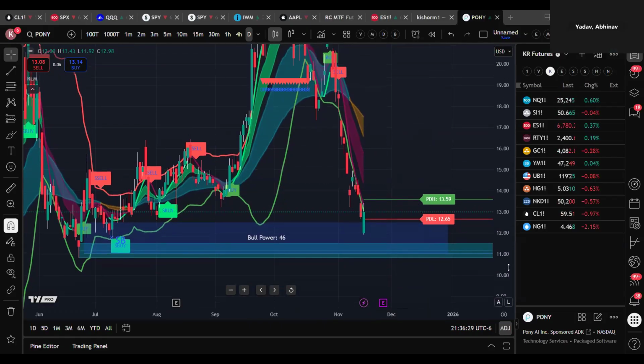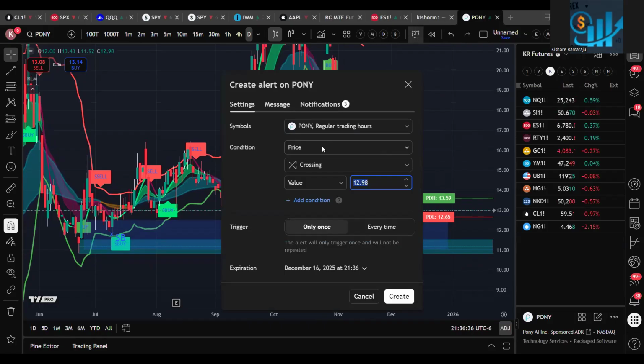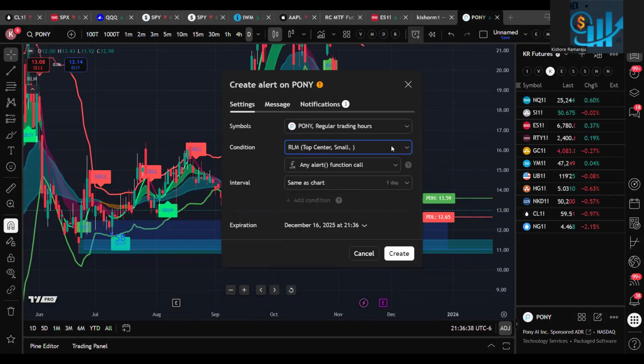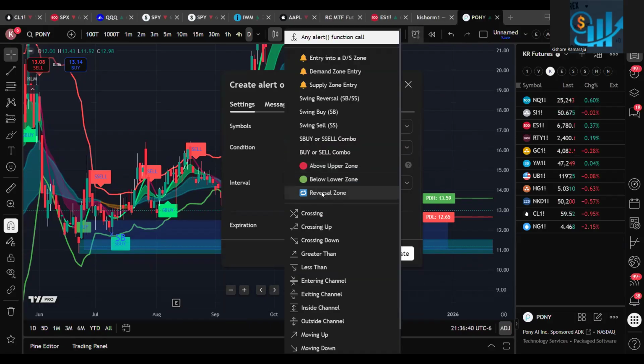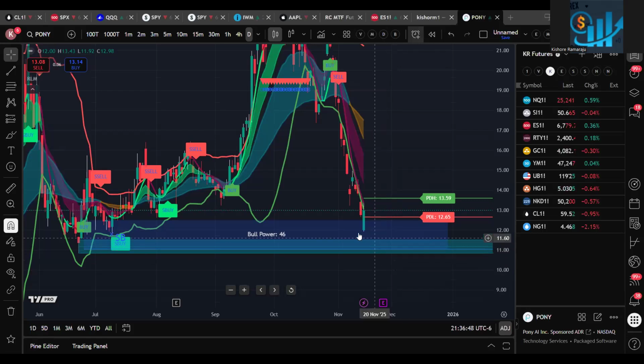So for this, I will just choose the reversal zones, Kishore, for daily. You go here, select RLM, and then you select reversal zone. Once per bar close, you chart one day daily, and just click on create. Whenever you get that reversal, that means within the next few minutes we will get a swing buy.